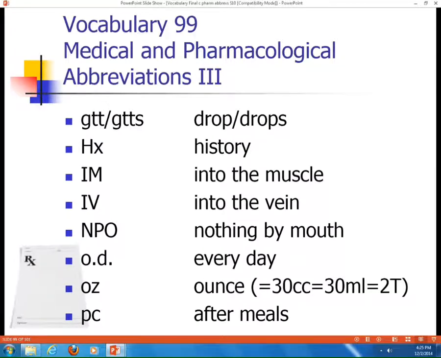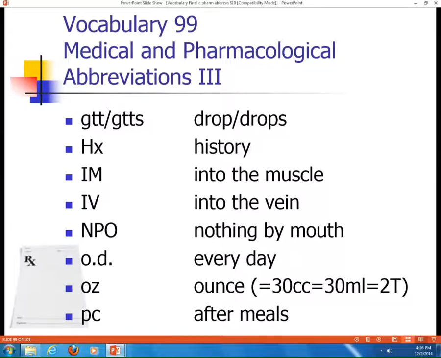GTT or GTTS is referring to drops or drop. HX, a history. IM, if you're injecting something IM, it's into the muscle. If you're injecting it into a vein, it's given IV. If you're going into surgery, or maybe you're going to have some tests done, you're told nothing by mouth. Perhaps not even water, maybe not even ice chips, depending upon what you're having done. NPO, nothing by mouth. OD, every day.